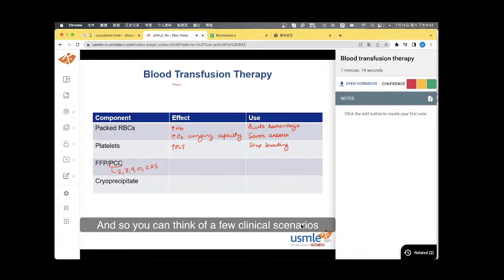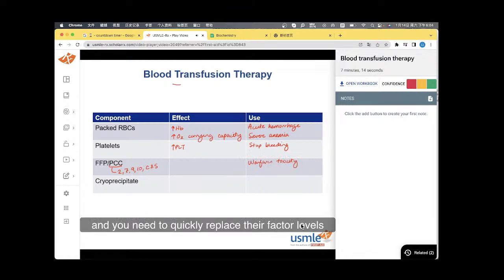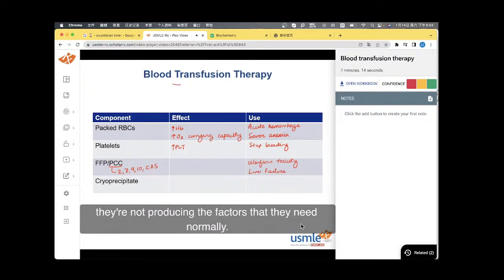And so you can think of a few clinical scenarios in which patients are lacking in those things. One of them we just alluded to is if they're on warfarin and they accidentally overdosed and you need to quickly replace their factor levels, then you can give PCC or FFP. So that's one example. Another example that we can consider is if the patient has liver failure because of the very same reason. Because their liver is not working, they're not producing the factors that they need normally.